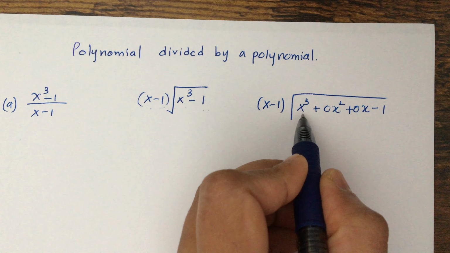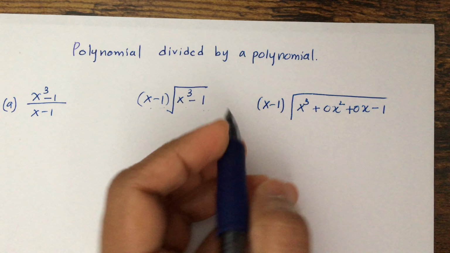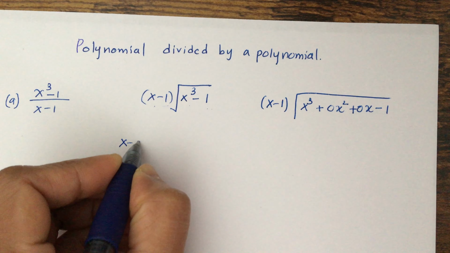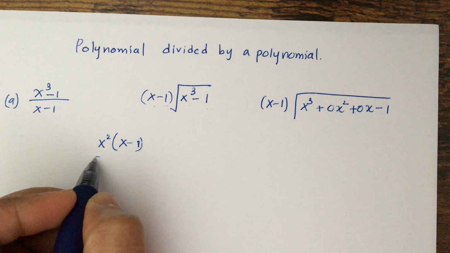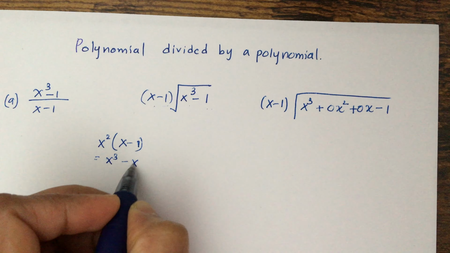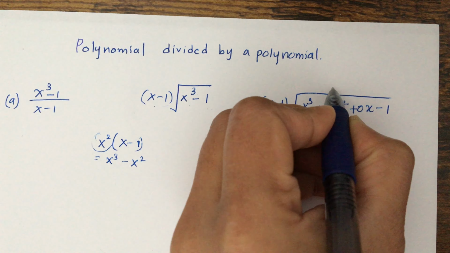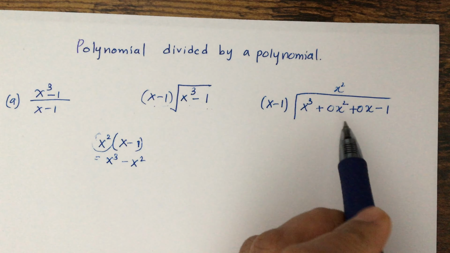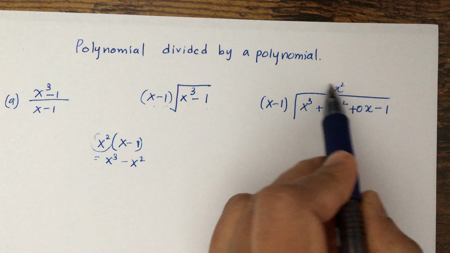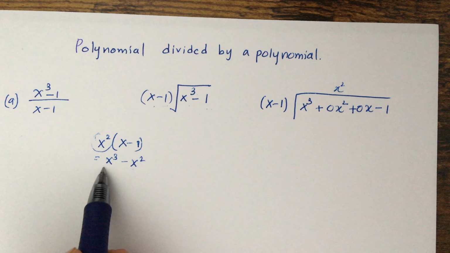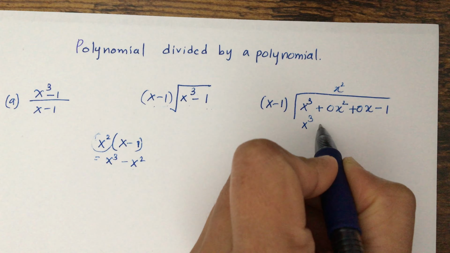So let's see the first term. It is x to the power 3. How do you get x to the power 3 using x minus 1? You multiply x minus 1 by x squared, right? So this gives you x cubed minus x squared. So you are going to write x squared over here, over this term. Now the multiplication of these two gives you this one, so we are going to write that down under this like this.